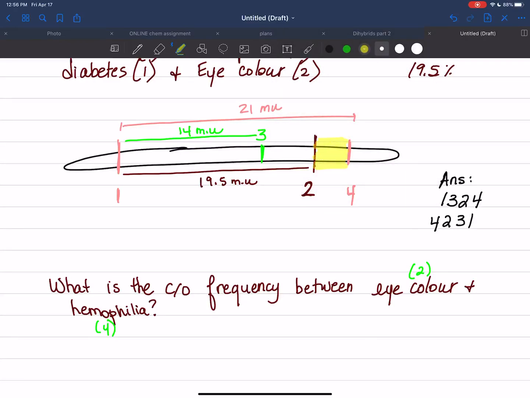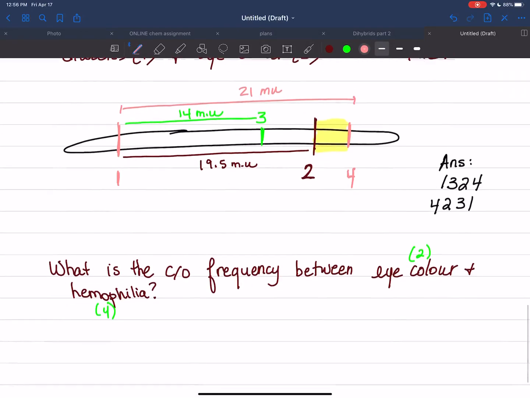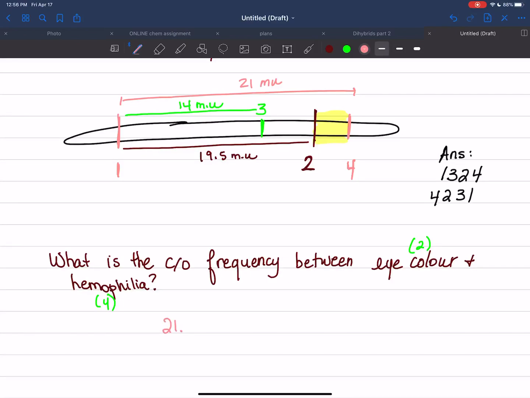So they want to know what is that amount. What I can do for that is I have the crossover frequency between 1 and 4 is 21. And the crossover frequency between 1 and 2 is 19.5. And so the difference between those two is 1.5 map units. So what I'm looking for, this number, is 1.5 map units.